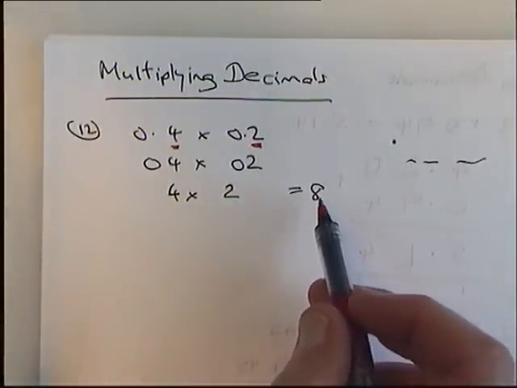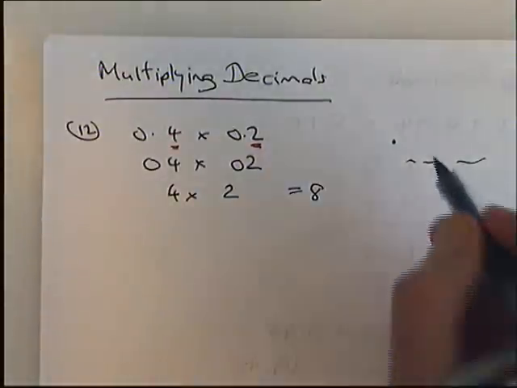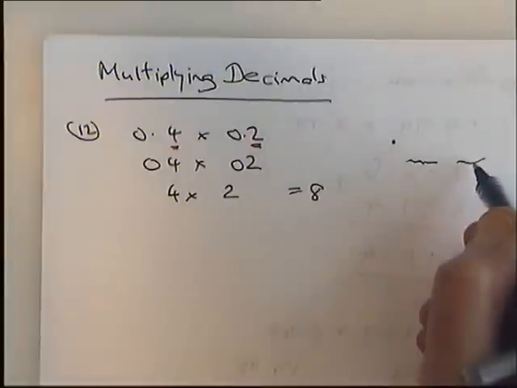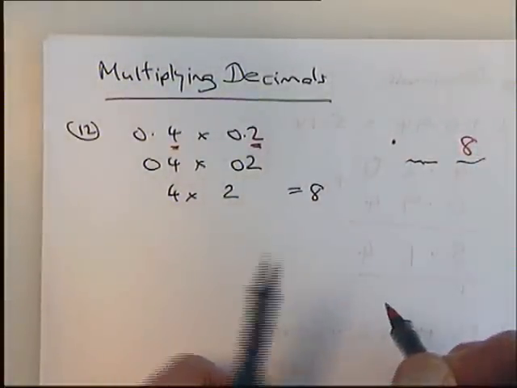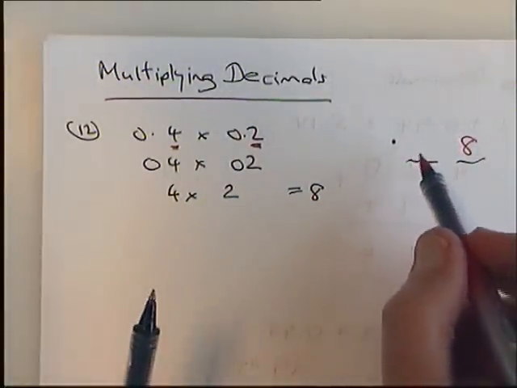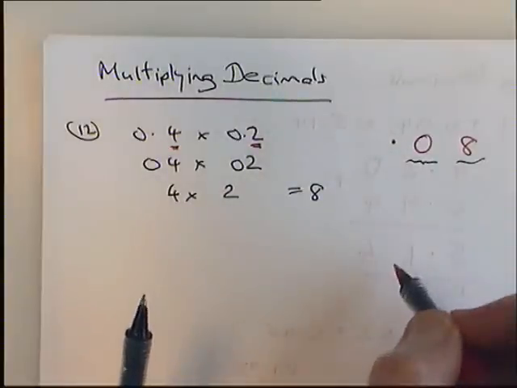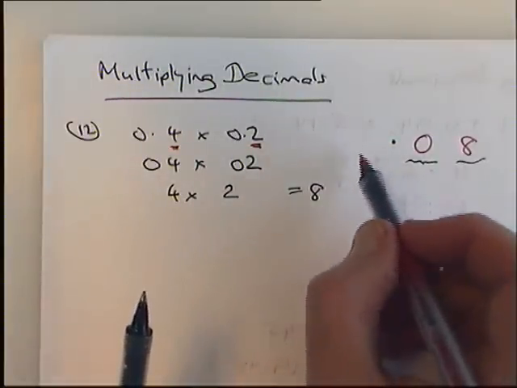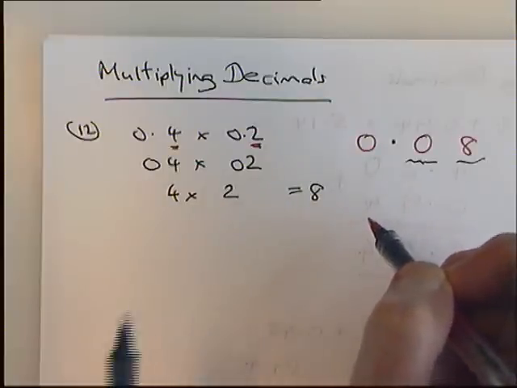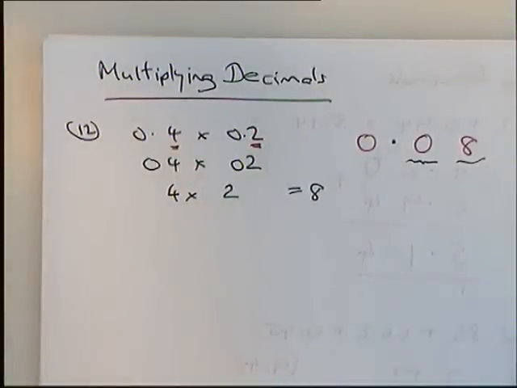Now, you put this 8 in at the right-hand edge. So if these wavy lines are representing my 2 digits, my 8 will go there. There's a space here. If there's a space, you fill it with a 0. And it's got to be something before the point. And if there's nothing else to go there, that will be a 0. So 0.4 times 0.2 is 0.8.